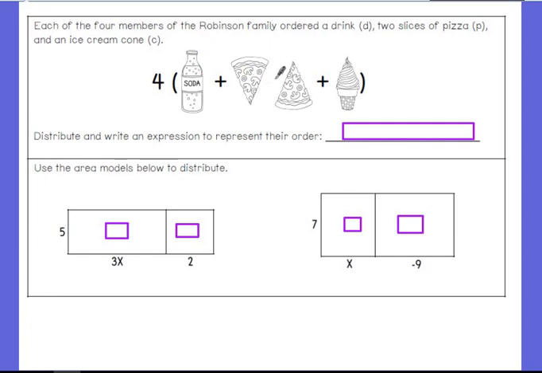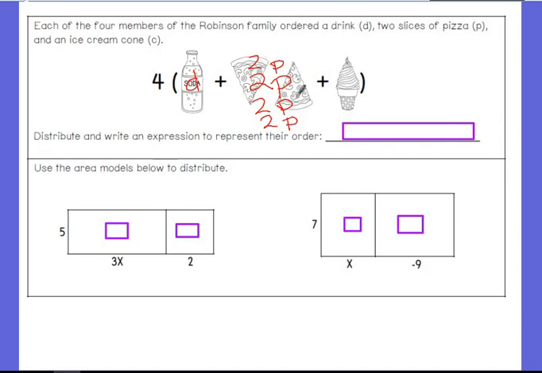Everybody got 2 slices of pizza. So this is understood to be a D right now. Right now I have 2 slices of pizza. But all 4 members are getting 2 slices, so I need 4 sets of 2 slices. So it'd be like having 4 sets of all these 2P's.